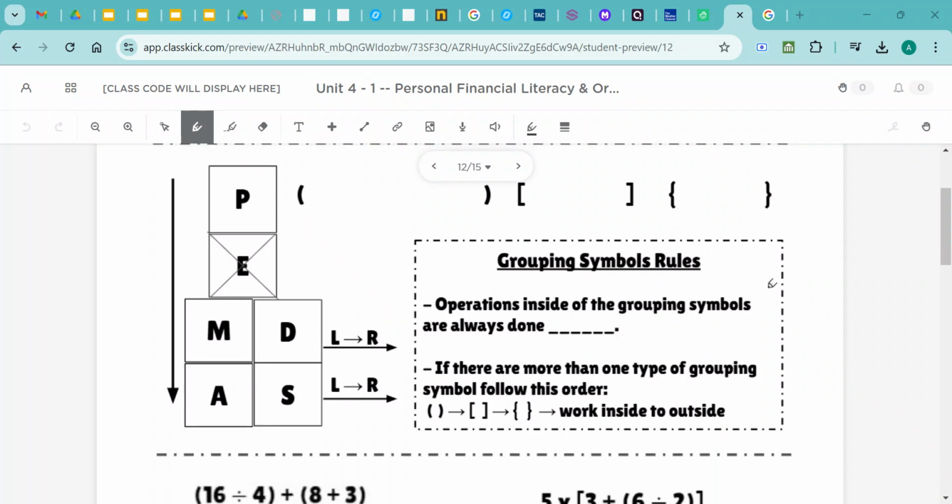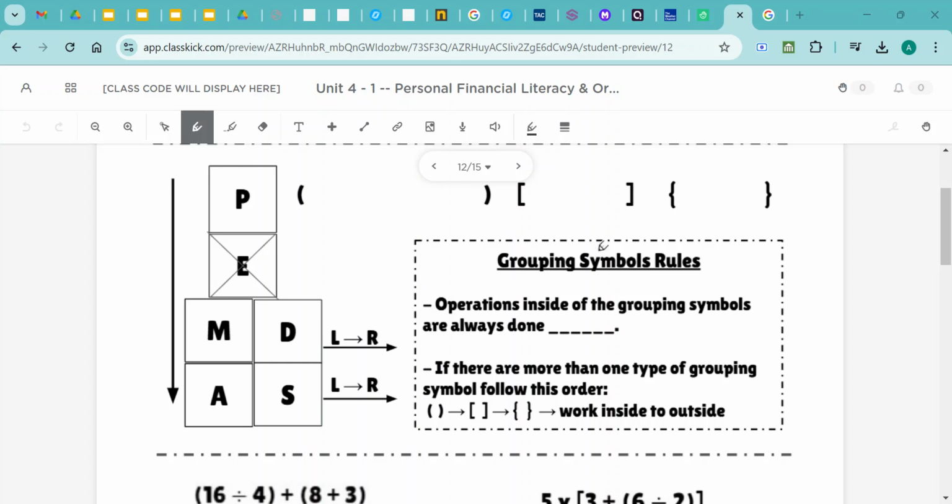So don't be surprised. Remember, after the parentheses, in sixth grade, you'll start solving exponents. After exponents, we do multiplication, division, left to right, whichever one comes first, and then addition, subtraction, left to right, whichever one comes first. So I was just reading off this little graphic right here. Great thing for you to use whenever you're solving order of operation problems.